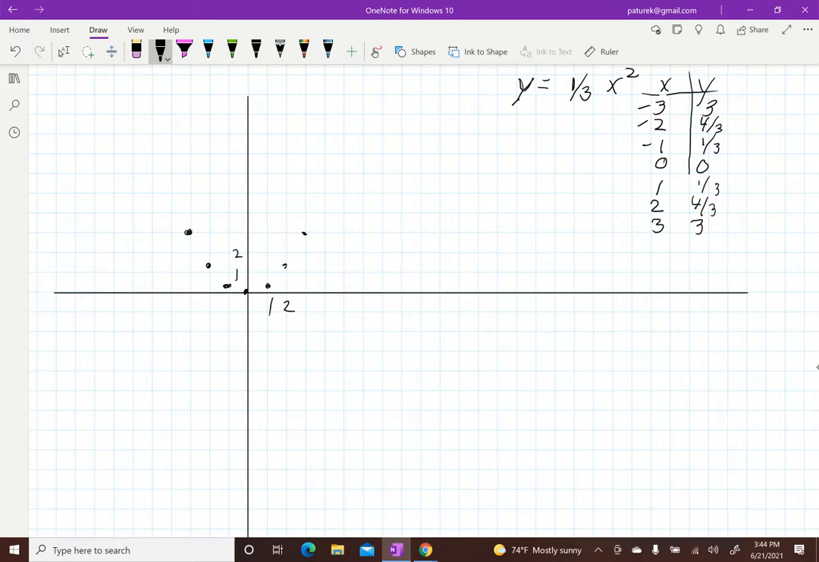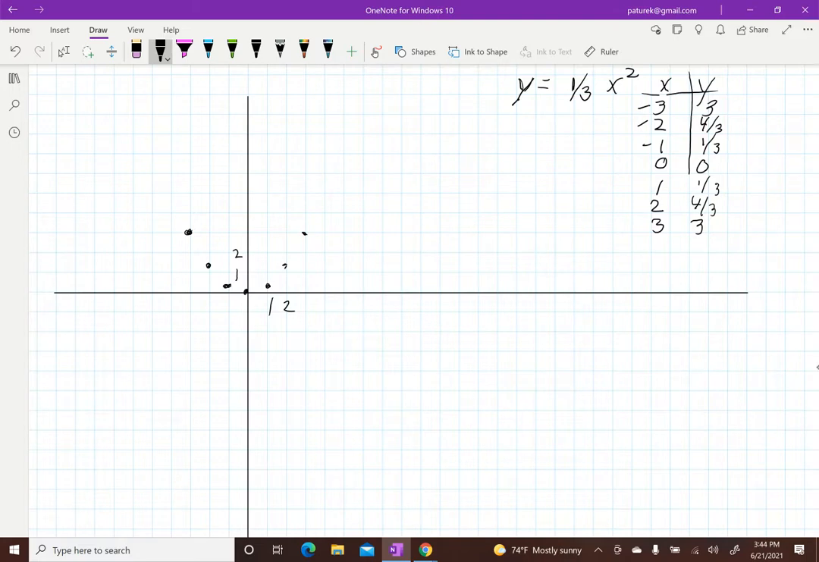So I plugged in -3 for x, -3 squared is 9, 9 times 1/3 is 3, so the y value is 3. I plugged in x equals -2, -2 squared is 4, 4 times 1/3 is 4/3. I plugged in x equals -1. -1 squared is 1. 1 times 1/3 is 1/3. I plugged in x equals 0. 0 squared is 0. 1/3 times 0 is 0.